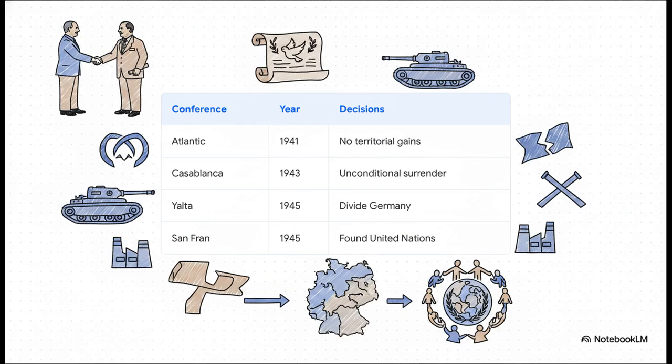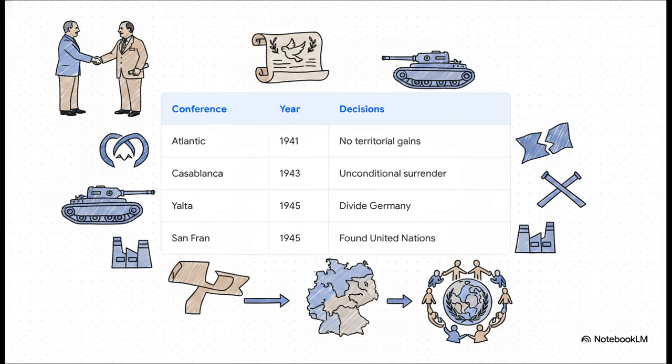By the 1943 Casablanca and Moscow conferences, the number one demand became the total, unconditional surrender of the Axis powers, no compromises. Finally, by 1945 at Yalta and San Francisco, all that early idealism transformed into concrete geopolitical engineering.